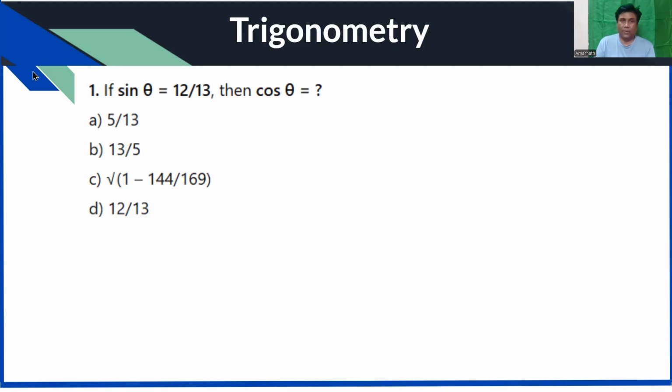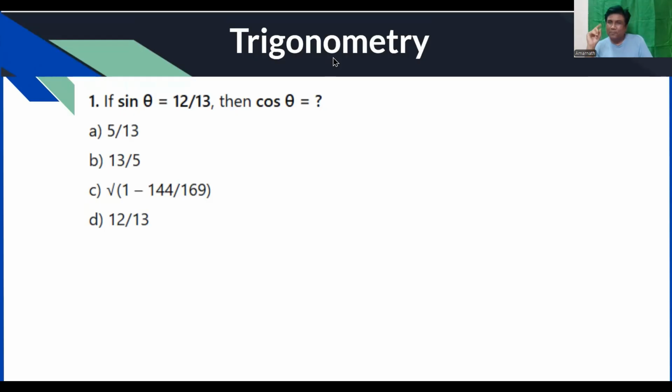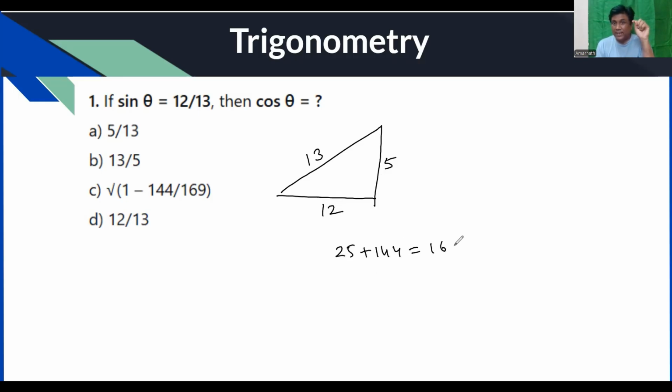Which option are you getting? Option A, okay. There is also a popular triangle, 5, 12, 13. If it is 5 and 12, then it must be 13, because 5 square is 25, 12 square is 144, and the sum is 169. And square root of 169 is 13. So that is also a popular triangle.